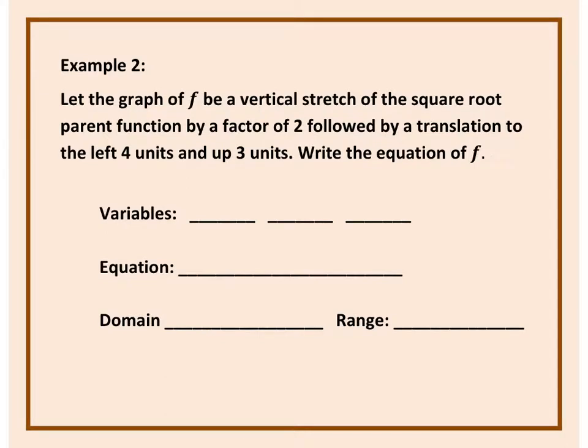Let's try it again. We have, let the graph of f be a vertical stretch of the square root function by a factor of 2. That means that a is 2, followed by a translation to the left 4 units. That means that h is -4, and up 3 units. That means that k is 3.